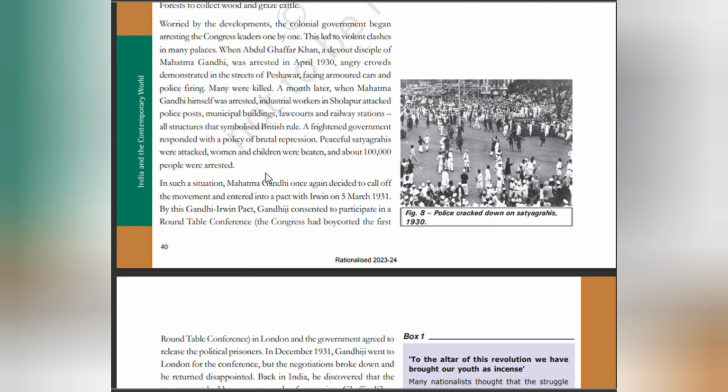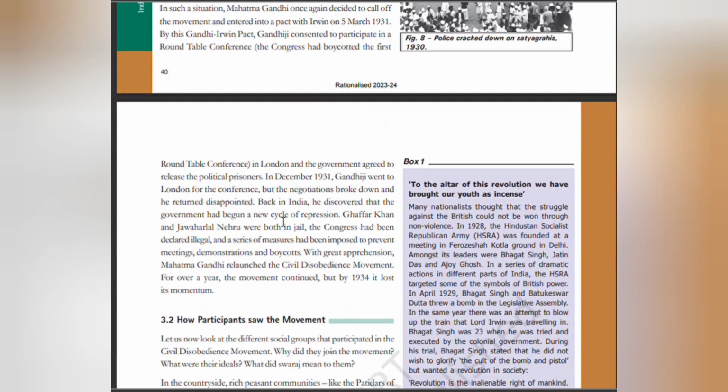In such a situation, Mahatma Gandhi once again decided to call off the movement and entered into a pact with Irwin on 5 March 1931. By this Gandhi-Irwin Pact, Gandhiji consented to participate in a Round Table Conference. Congress had boycotted the first Round Table Conference in London, and the government agreed to release the political prisoners. In December 1931, Gandhiji went to London for the conference, but the negotiation broke down and he returned disappointed.